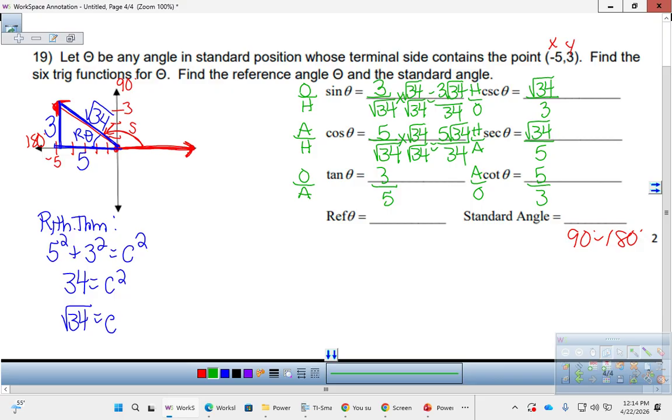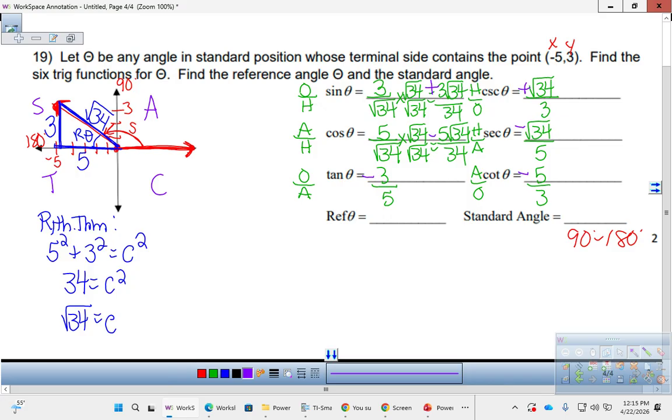Now, what does this have to do with ASTC? Well, we're in quadrant 2, so let's think about what we learned about quadrant 2. In quadrant 2, sine is the only positive function. So sine should be positive numbers, which means that cosine should be negative and tangent should be negative.